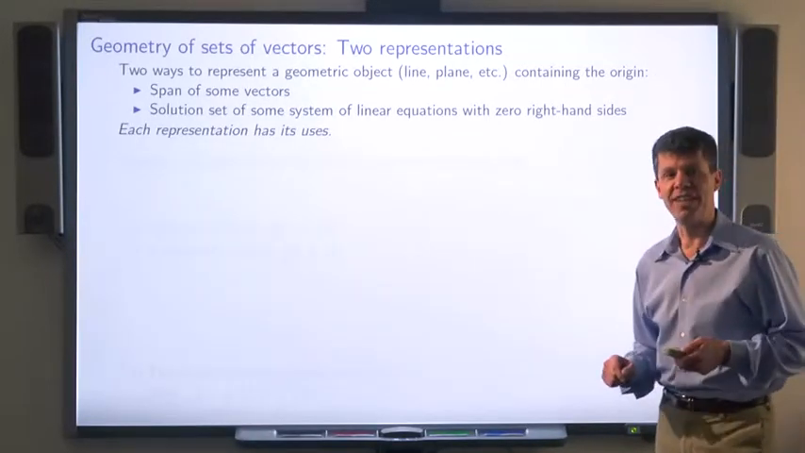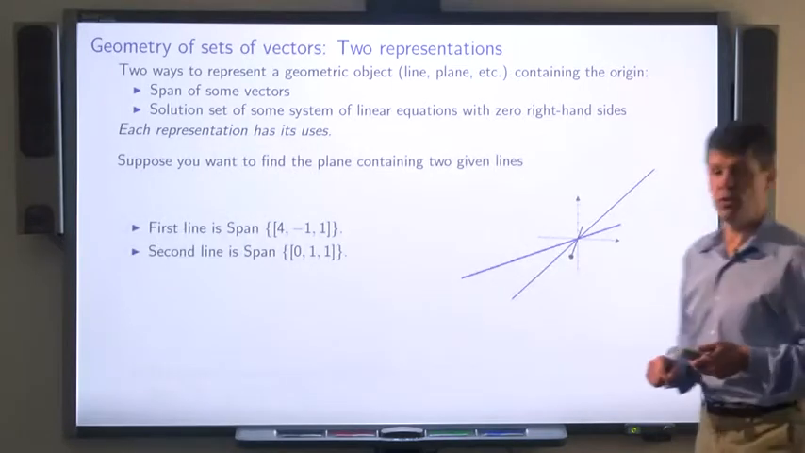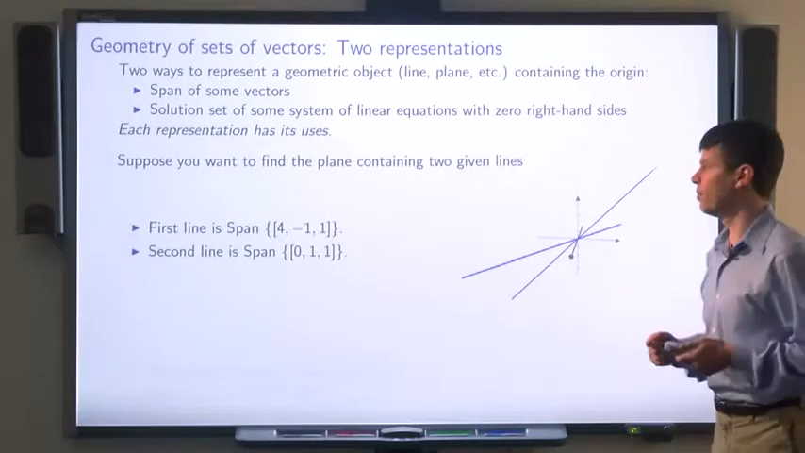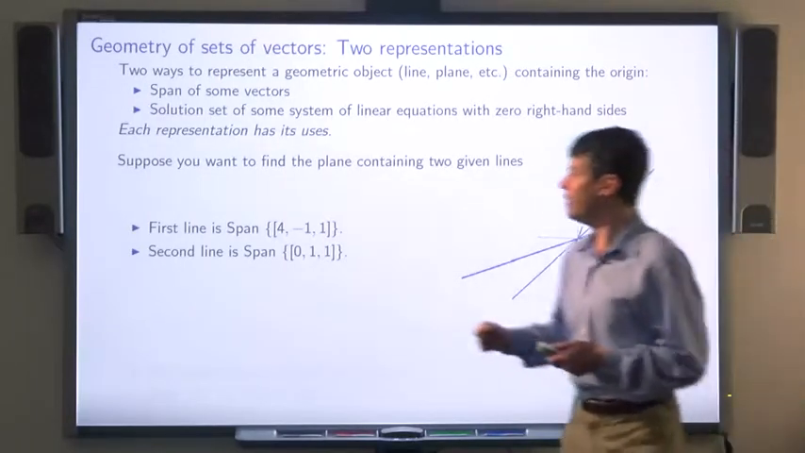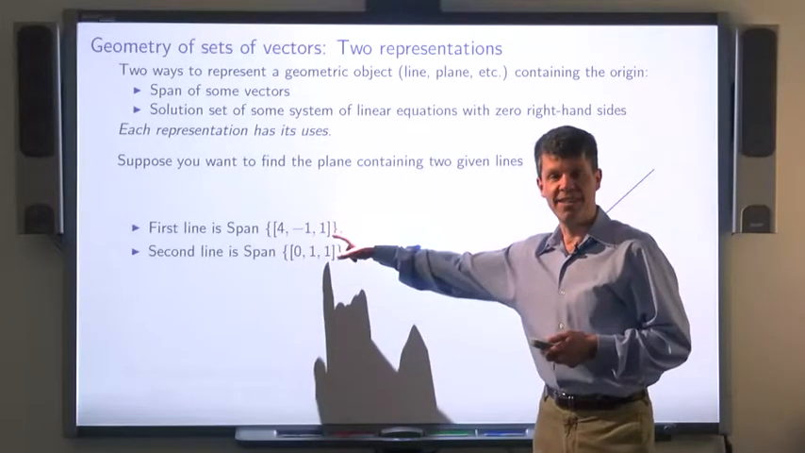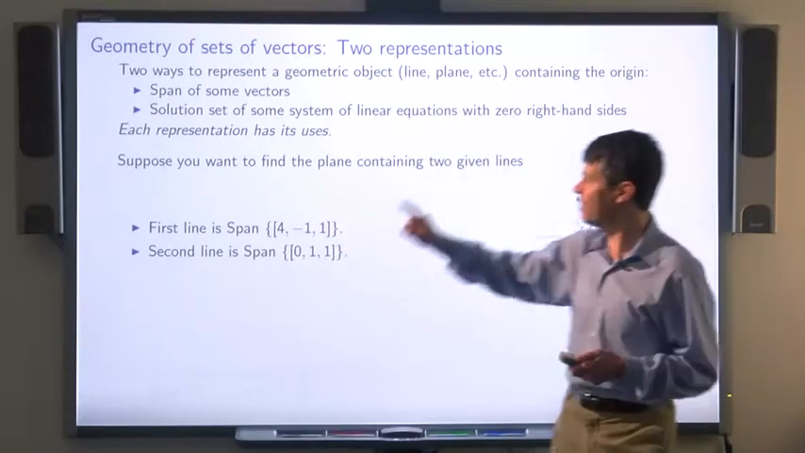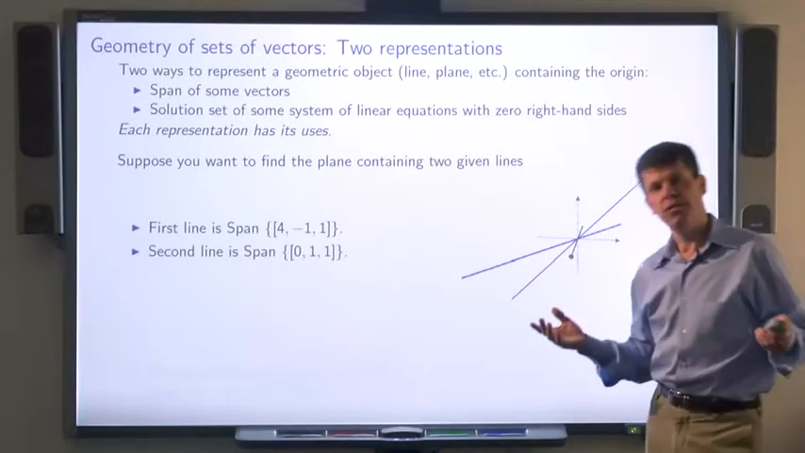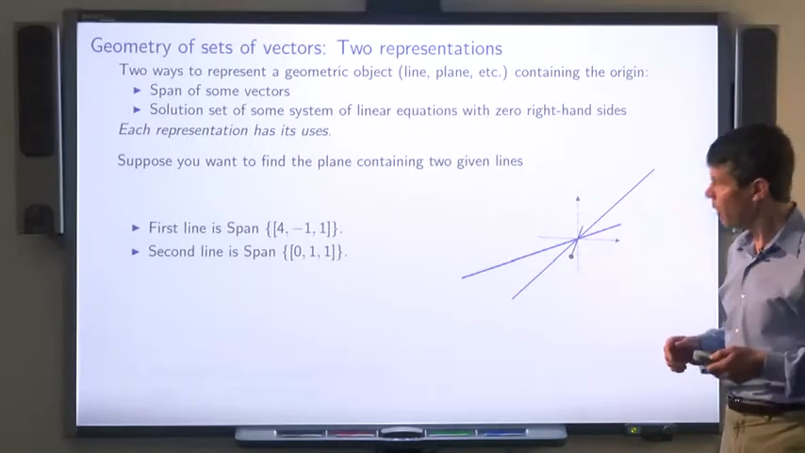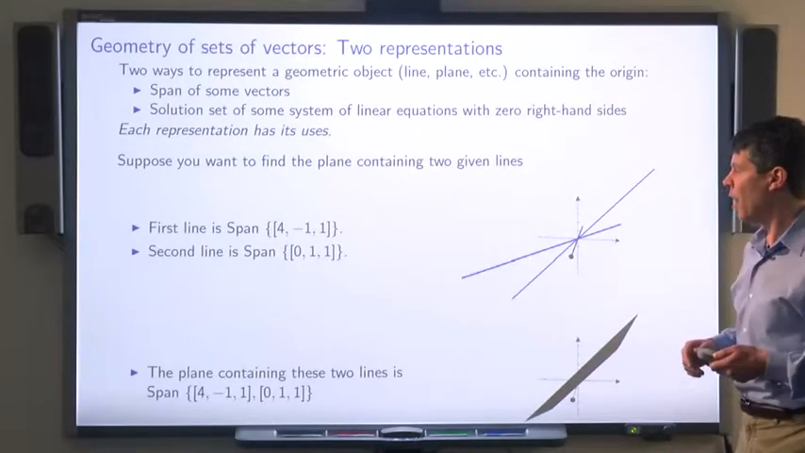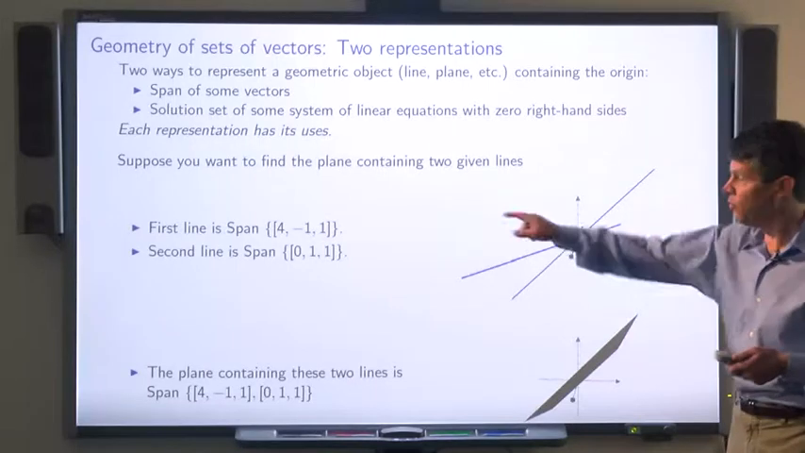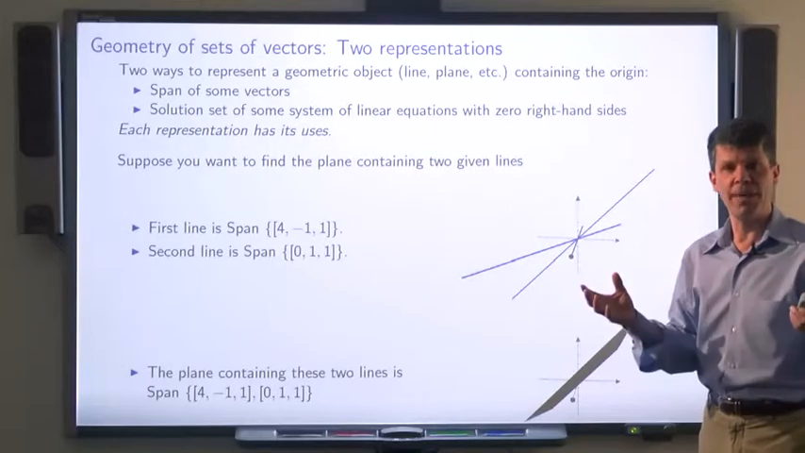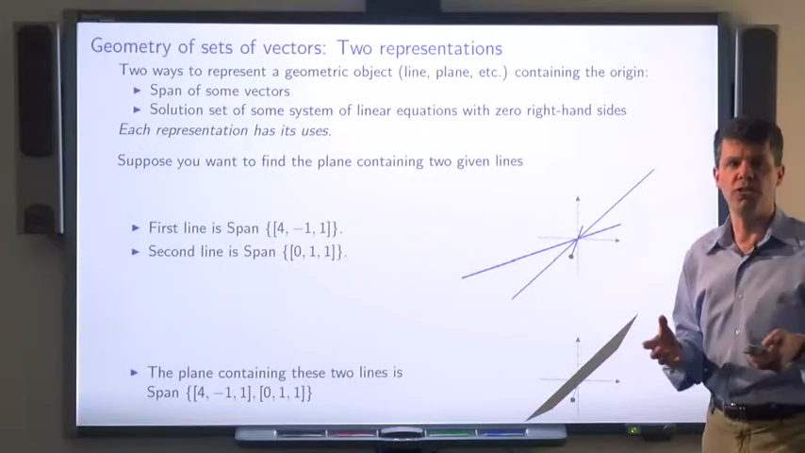Each of these representations has its uses. For example, suppose you have 2 lines and you want to find the plane that contains those 2 lines. Let's say the first line is the span of this set consisting of 1 vector. The second line is the span of another set consisting of another vector. How would you find the plane containing both of them? Well, it turns out it's the span of those 2 vectors. So this representation is convenient for finding the geometric object containing 2 smaller dimensional geometric objects.